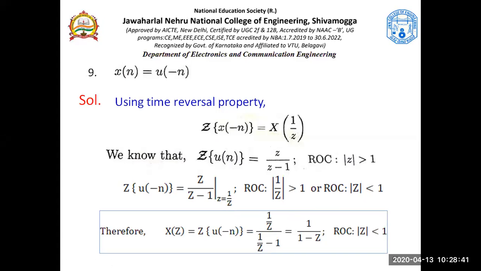Hope you have understood. In the previous problem, we used time shift property. Here we are using time reversal property. Both the problems are done using u of n as the basic signal. Let's take the next one.